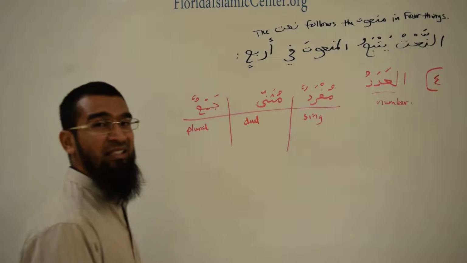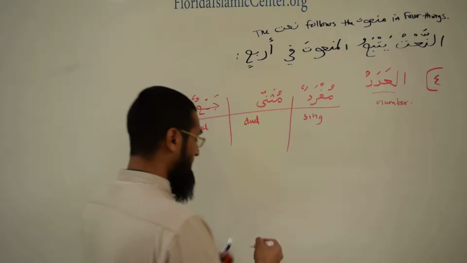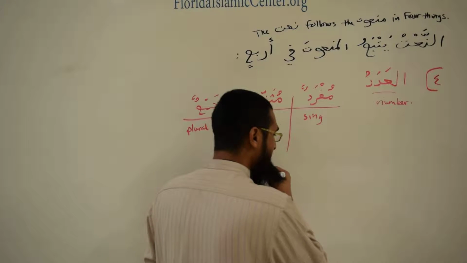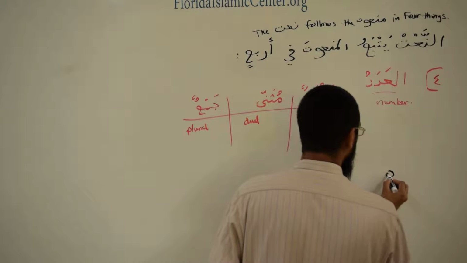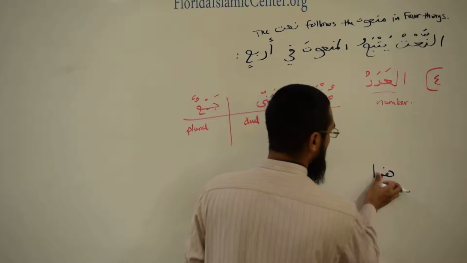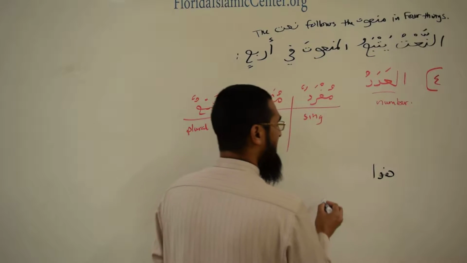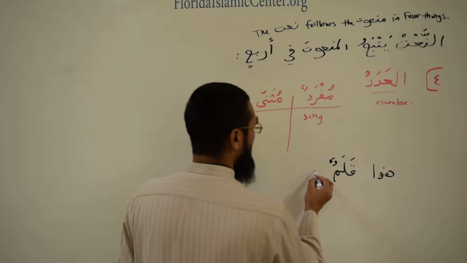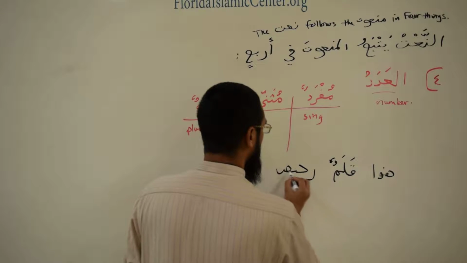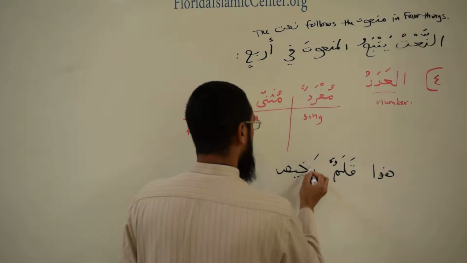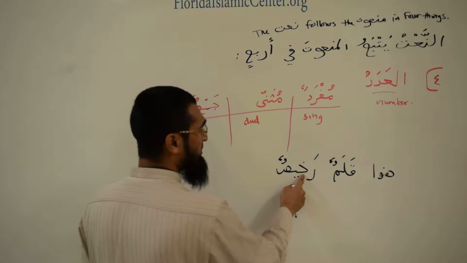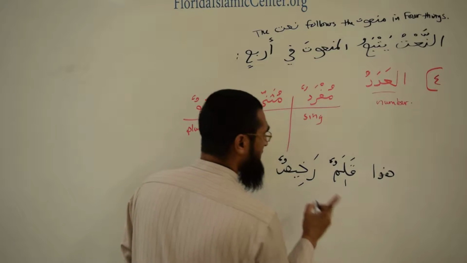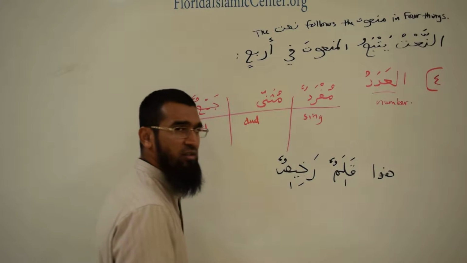So if the man'ut is singular, the naat is also going to be singular. I'll give you an example. If you say, for instance, hadha qalamun rakhisun. Rakhisun means cheap. This is a cheap pen. Hadha qalamun rakhisun. Qalamun is singular, it's mufrad, and rakhisun is also mufrad.